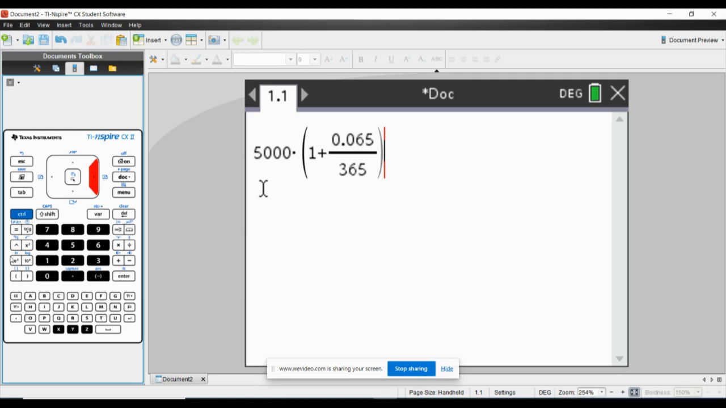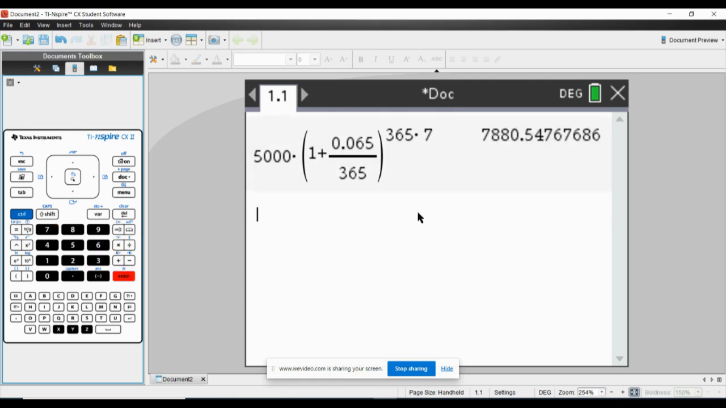And I need to make sure that I bump up. I hit this arrow up here. I bump up so I could put something in the exponent. And that's going to be another N, which was 365. And we multiply that by the number of years, which was 7. Hit enter. And there's my answer.